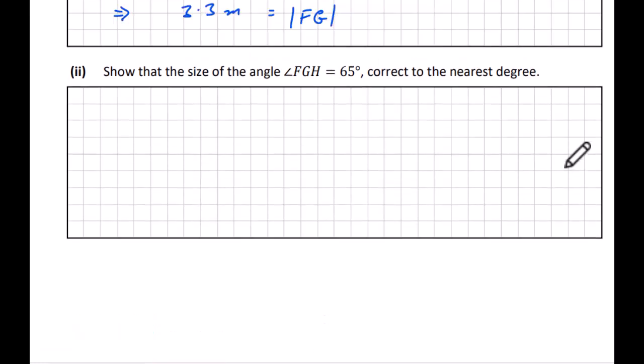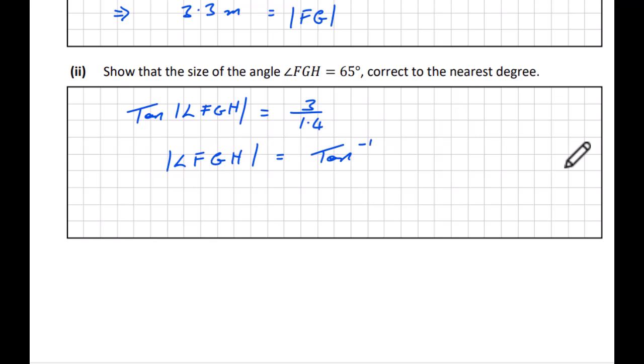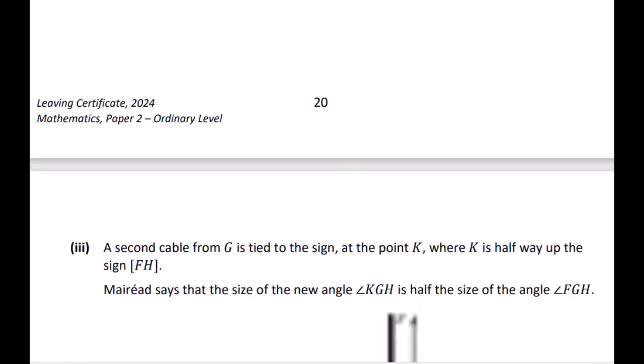So let's do that. So the tan of the angle FGH is equal to 3 over 1.4. So that just means that the angle FGH is equal to tan inverse 3 over 1.4. So that means finally that our angle FGH, to the nearest degree, is 65 degrees. The nearest degree. Okay. Next one then.